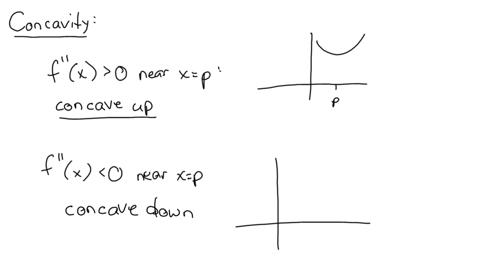Which means something like this. So maybe here's my point P, and the function is concave down there. Concave down looks like a frown. So this, you can probably see there's a max and a min on this picture, right?